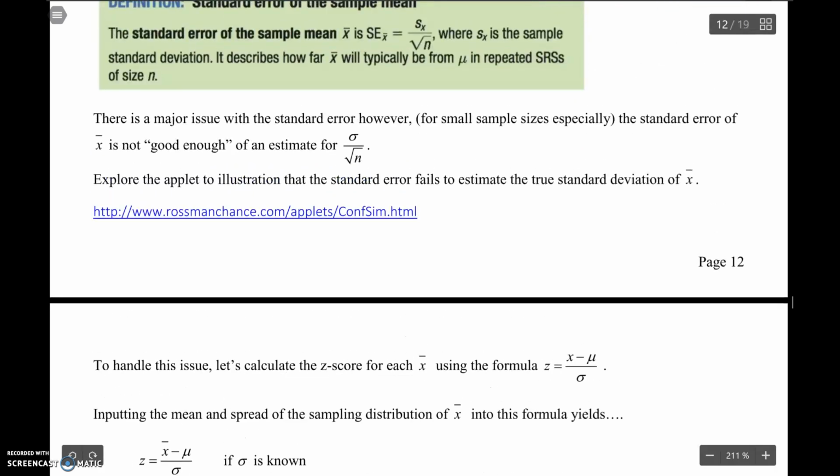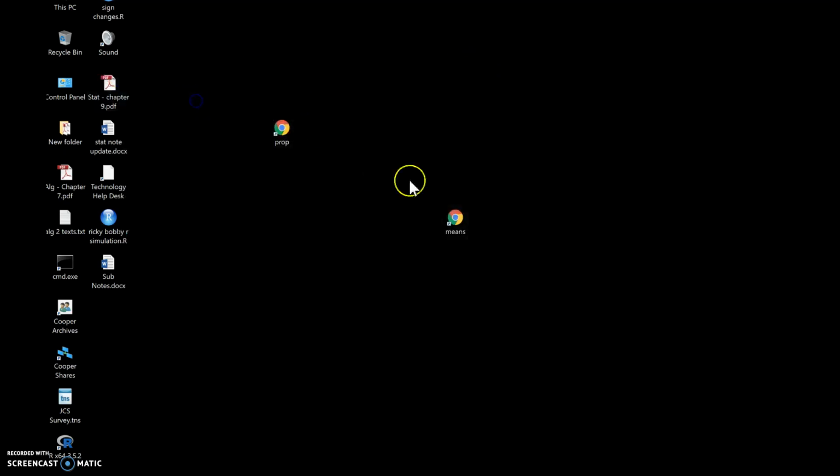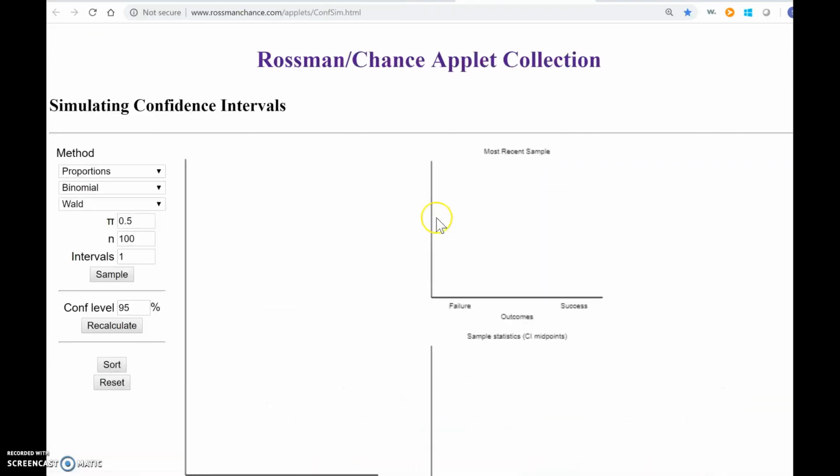However, there is a major issue with the standard error formula. For small sample sizes especially, the standard error is not a good enough estimate for the population standard deviation. Explore this applet to figure out what's going on here. So we spent a lot of time on this in class. I'm going to try to hit all the points without making it too long in this video.